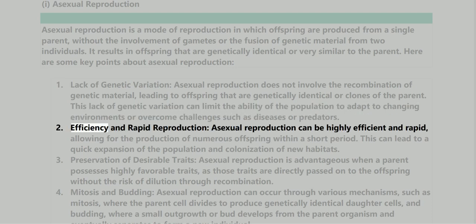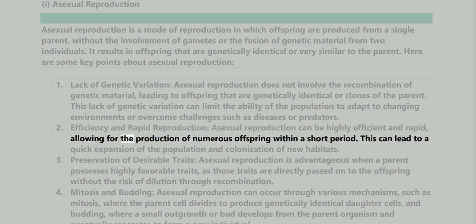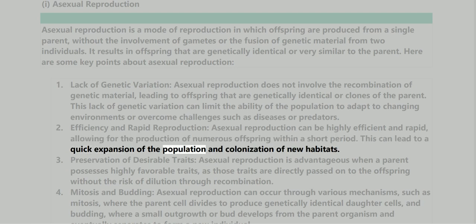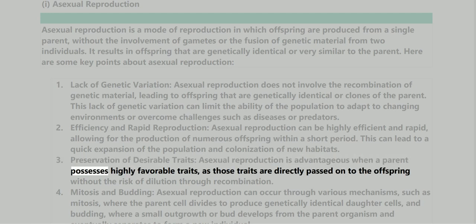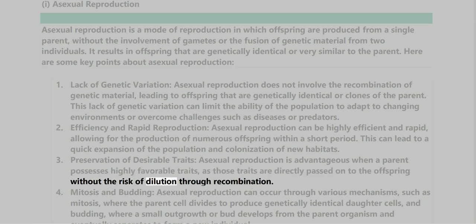2. Efficiency and rapid reproduction. Asexual reproduction can be highly efficient and rapid, allowing for the production of numerous offspring within a short period. This can lead to a quick expansion of the population and colonization of new habitats. 3. Preservation of desirable traits. Asexual reproduction is advantageous when a parent possesses highly favorable traits, as those traits are directly passed on to the offspring without the risk of dilution through recombination.